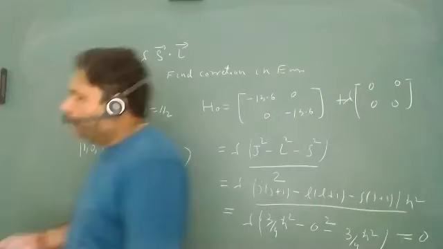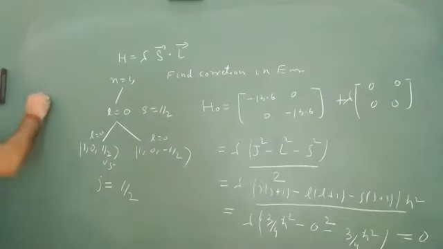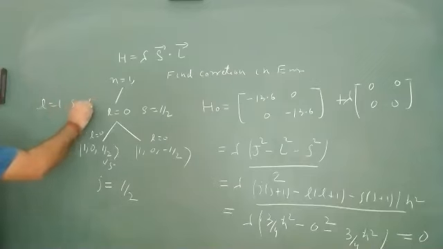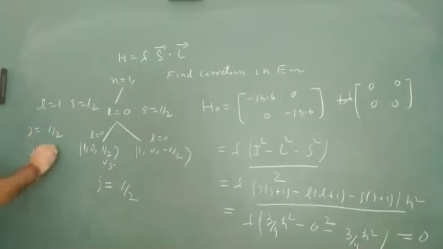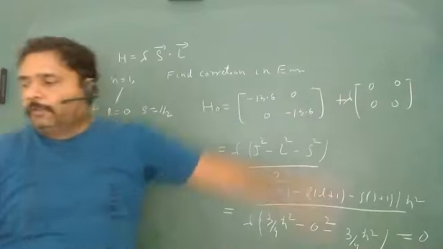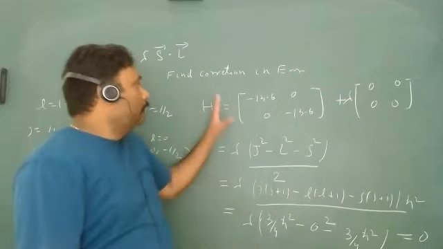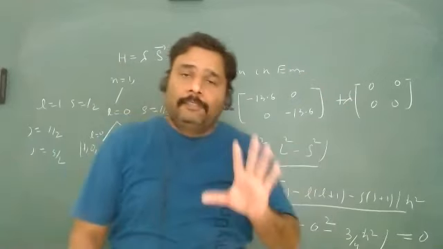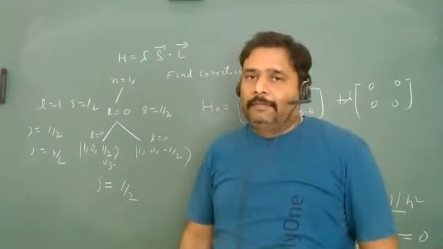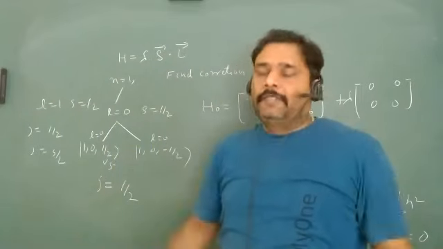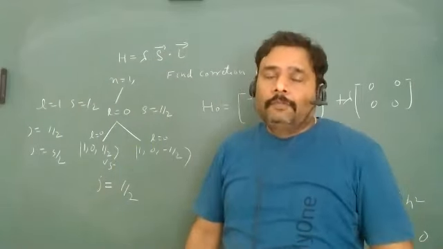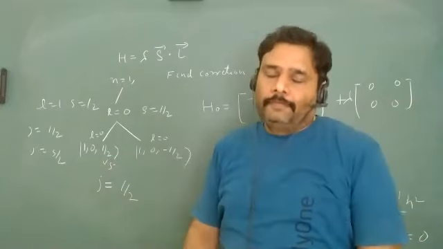Because once I put L is equal to 1 and S is equal to 1 by 2, then J is equal to 3 by 2 as well as J is equal to 1 by 2, and then you put it here, and you will get two basically different values. But then H naught is not two-dimensional. Then H naught is higher dimensional. N is equal to 2 means you have a big number of this particular thing.